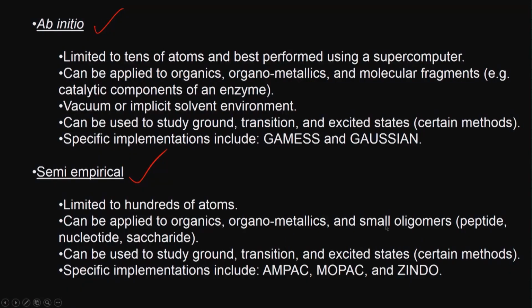Semi empirical methods are that way much more relevant for us. We can go quite a lot, hundreds of atoms unlike tens of atoms, okay. This can be applied to organics, organometallics, small oligomers, peptides, nucleotides, saccharides. We can look at again ground, transition, excited states, but a little bit approximate. So there are many methods, AMPAC, MOPAC, ZINDO and so on.